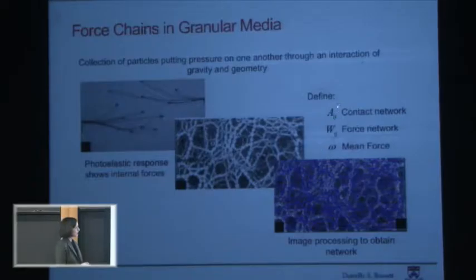So what we have is a couple different measures. A is the contact network, so that's whether or not two particles are in contact. W is the force network, so each element in here tells you the force between node I and node J, or particle I and particle J. And then I'll use omega to indicate the mean force. So what we're going to do is ask how can we quantify the structure of this network in various ways and see if we can understand bulk properties a little bit better.